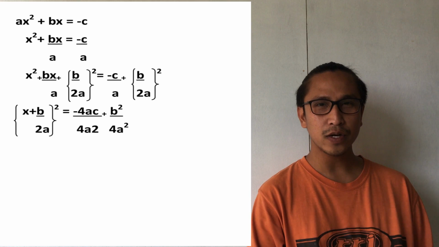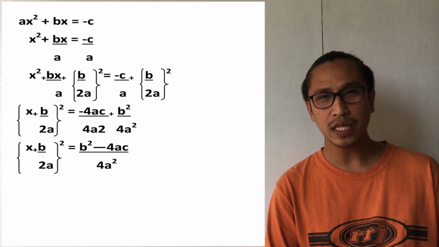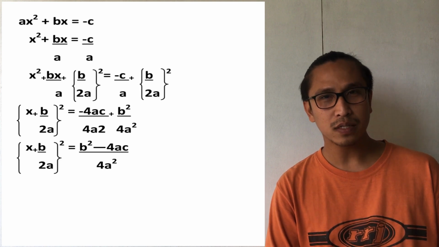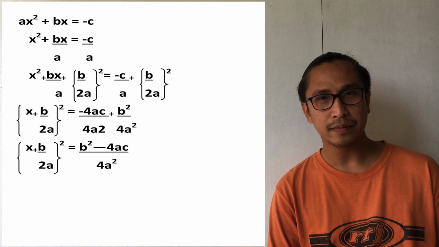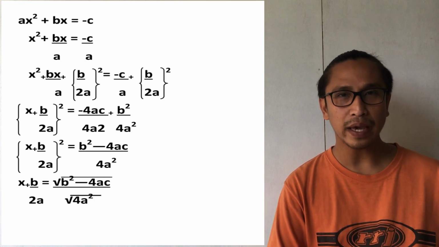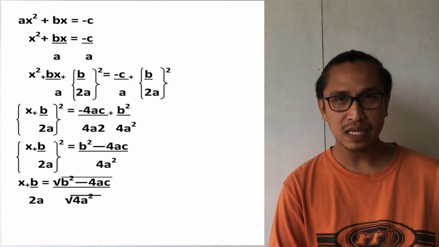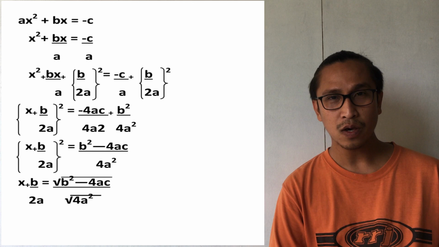Simplified by combining the terms on the right side, we now have (x plus b over 2a) squared equals b squared minus 4ac over 4a squared. Extract the square root, we have x plus b over 2a is equal to plus or minus the square root of b squared minus 4ac over 4a squared. Simplify the radical and isolate x on the left side.